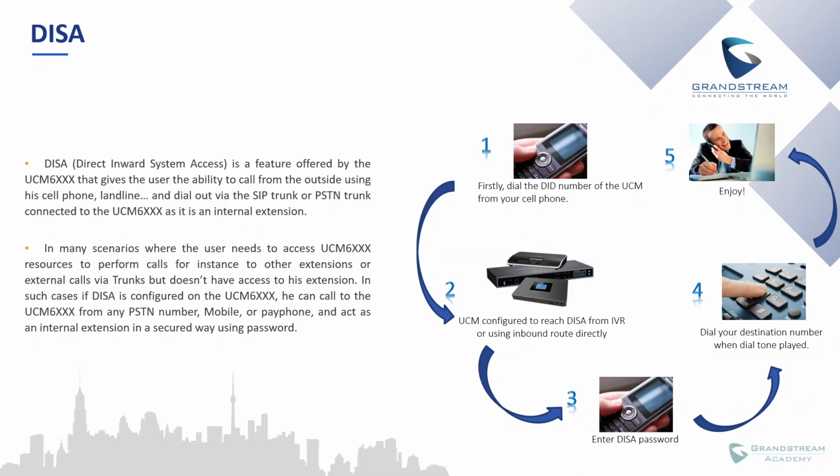So basically, the UCM 6000 offers DISA, direct inward system access, to allow users getting access to the system resources, including analog and VoIP trunks, and initiate calls using them with no need of internet connection. Therefore, the user will not be charged on the phone service for long distance or international calls. As you can see in the figure, you just need to dial the DID number in the UCM from your cell phone or your landline. The UCM should also be pre-configured with DISA to be able to reach it, and then the UCM will ask you to enter the DISA password so you can dial through the UCM.